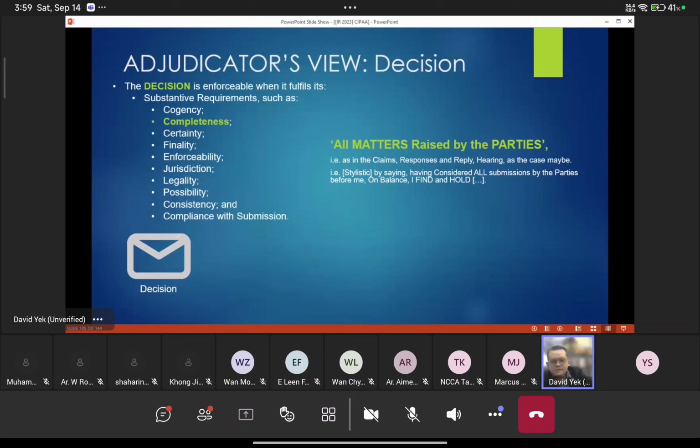Okay. So sometimes in the conclusion, we do it in a stylistic way by saying that now having considered all submissions. You have this statement that means you already declare that you have looked through all the submissions. Whether you really look through or not, I do not know. But then you tell everybody, the whole world, that I have already considered all the submissions by the parties before me, and on balance, I find, oh, this is my decision. So you cover your backside, people say.